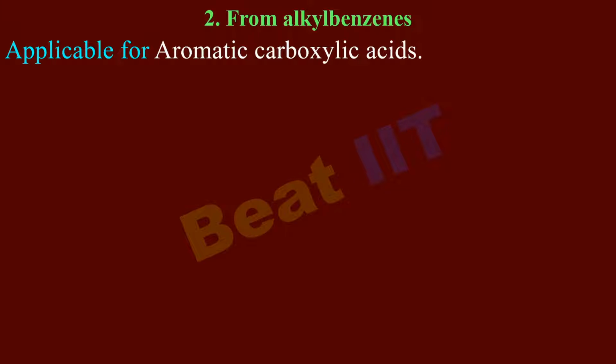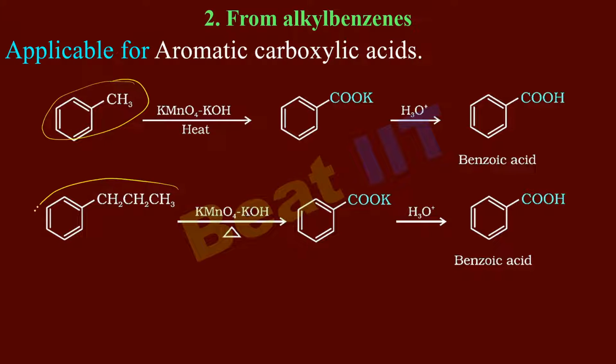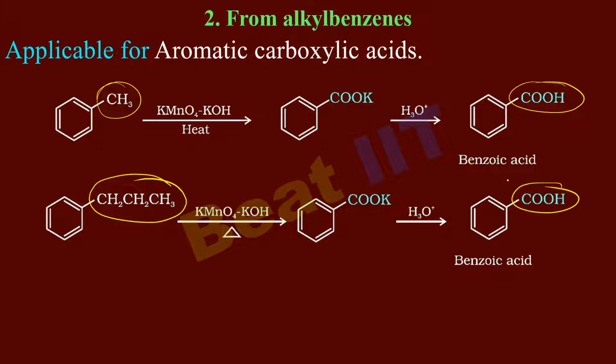The second one is from alkyl benzene. Specifically because it is alkyl benzene, it is applicable for aromatic carboxylic acids only. We are using alkyl benzene, so obviously you cannot produce aliphatic carboxylic acids. So you have an alkyl group on benzene. What is specific about this preparation method? The specificity is that whatever alkyl group you have here, it will get converted to a COOH group.